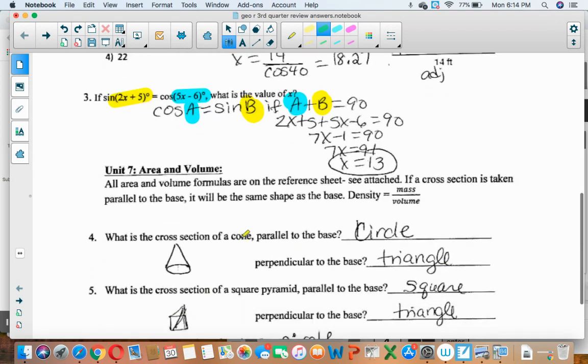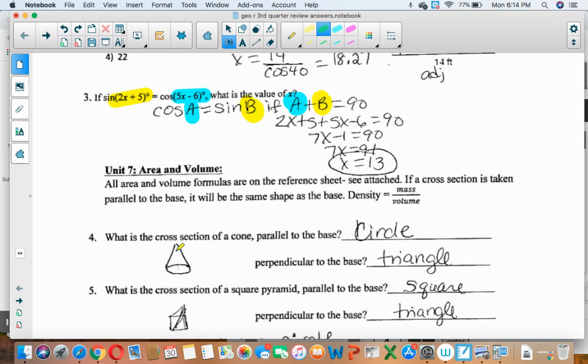If I do a cross-section of a cone, think of an ice cream cone. I drew a cone right here. If it's parallel to the base, then it's going to be whatever shape the base is. The cross-section will be a circle. Now, depending on where you take that cross-section, the circle will have a different size. A cross section taken towards the bottom would be a bigger circle versus a cross section taken towards the top.